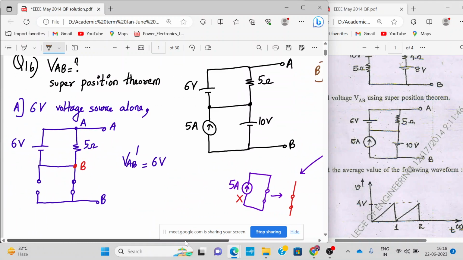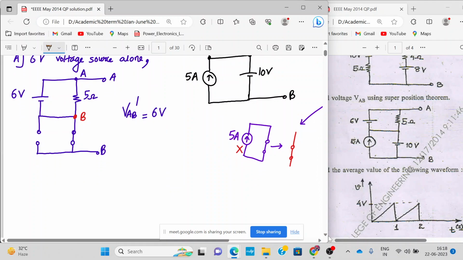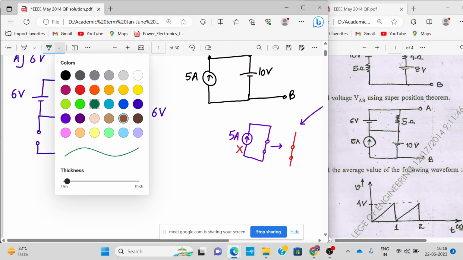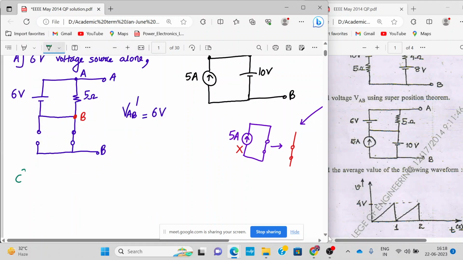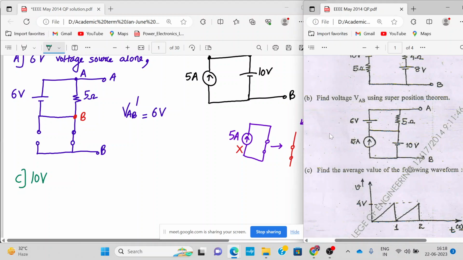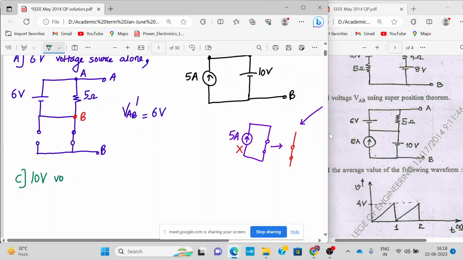So let's move on. There is one more source, the 10 volt voltage source. Let's consider it. So part C is the 10 volts voltage source. Look at the diagram on the right hand side of this paper. 10 volts voltage source alone.